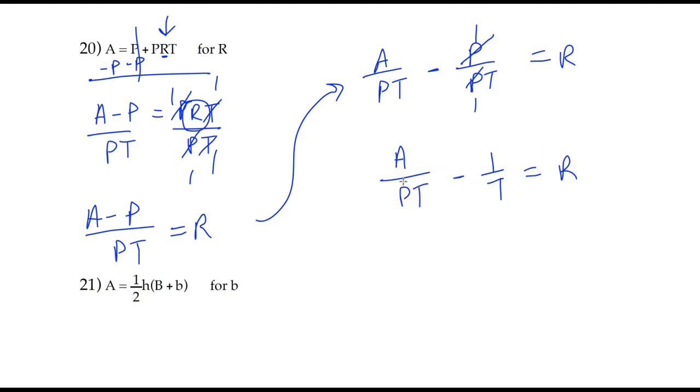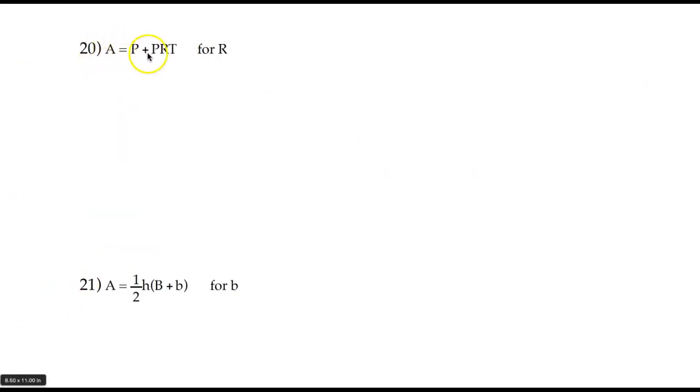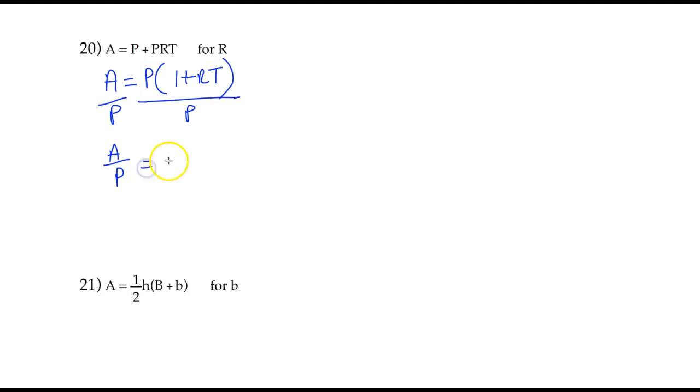Now, the only other way that I would know to do this is to factor out the P first and then deal with it that way. So for those of you that are interested in looking at it that way, I'm going to go ahead and do that next. All right, so if I wanted to rewrite this to where I factor out the P, then it would look like this to start off with. And then since this is P times all that, I could divide both sides by P. Now I have A divided by P is equal to 1 plus RT.